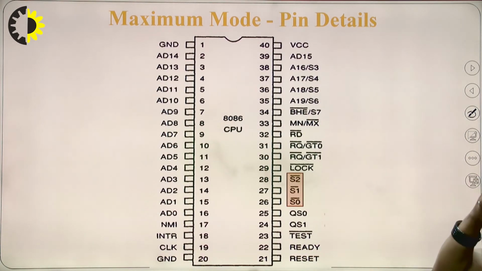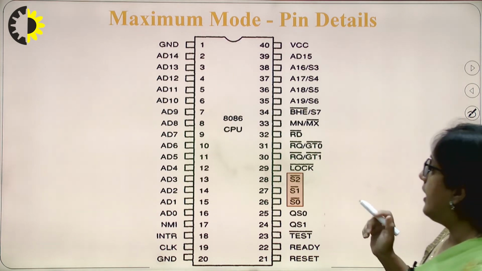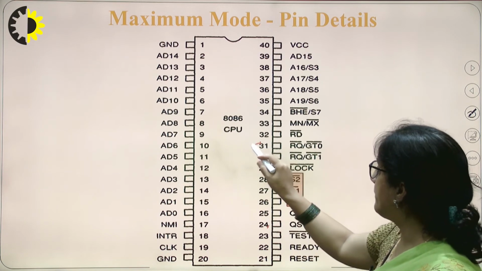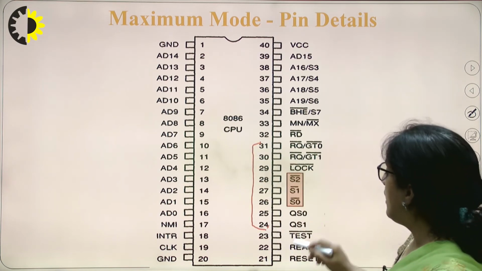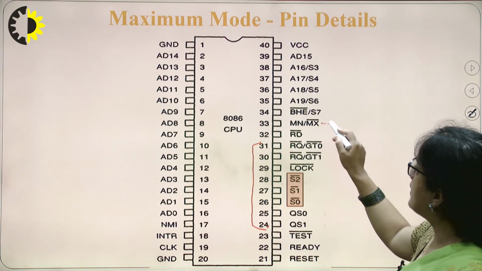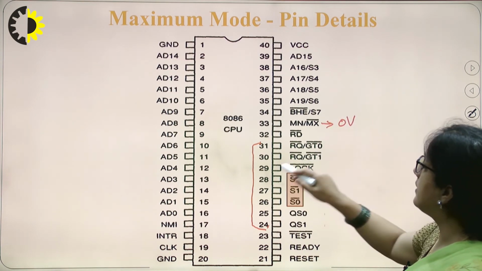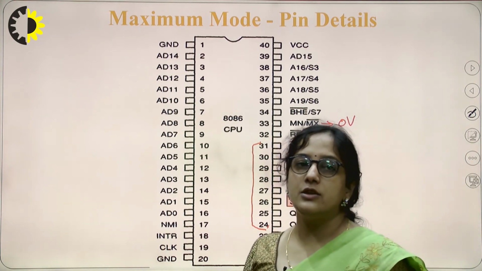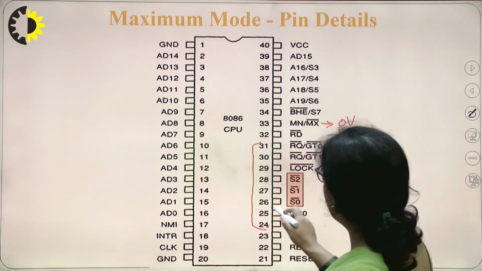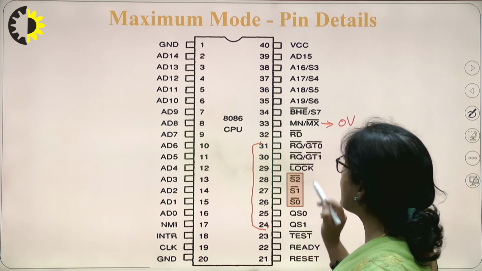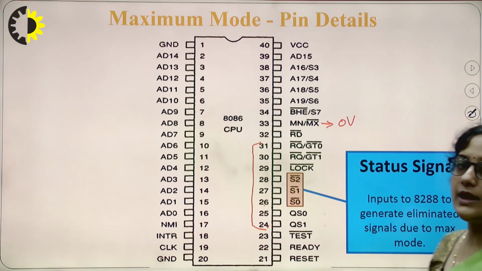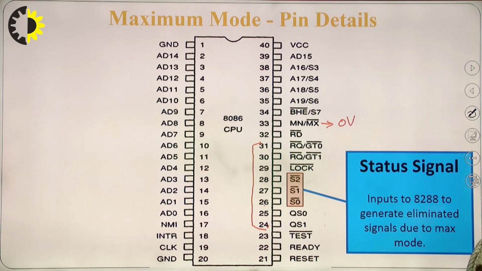Now, in case of maximum mode, these signals from pin 24 to pin 31 work differently. If I connect this pin 33 to ground, 0 volt, then these pins 24 to 31 are working in maximum mode. So in maximum mode, pin numbers 26 to 28, that is S0, S1 and S2, are the status signals and they are used to connect with the 8288 bus controller to enable the maximum mode.